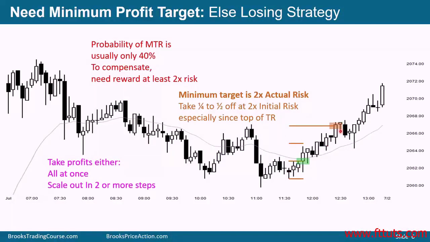However, the channel up is fairly tight. The odds are the first pullback will be minor and the bull trend will resume, and therefore it's a low probability short.